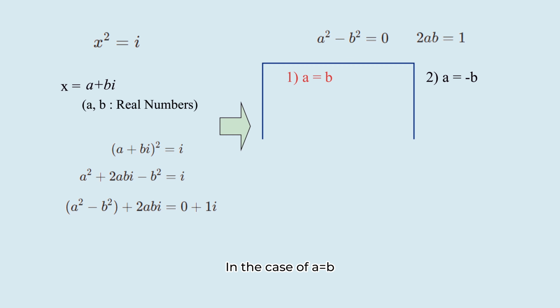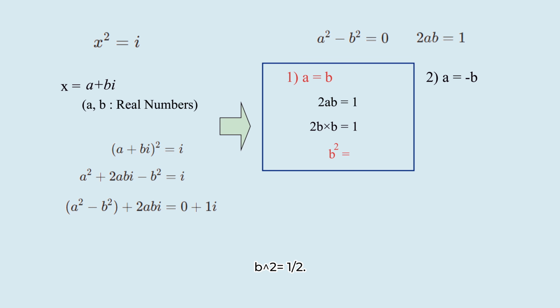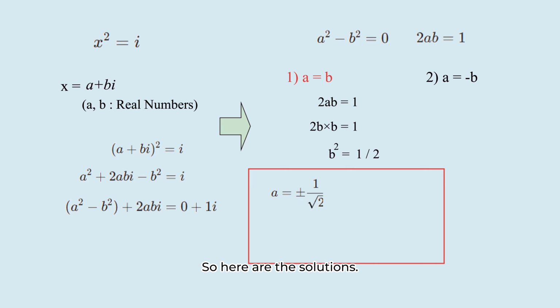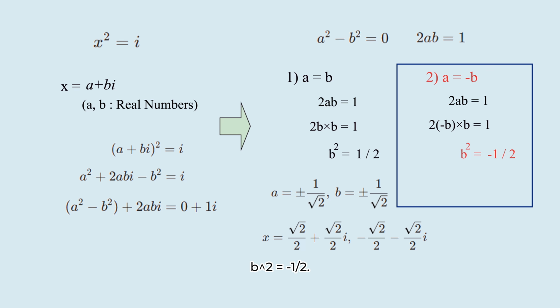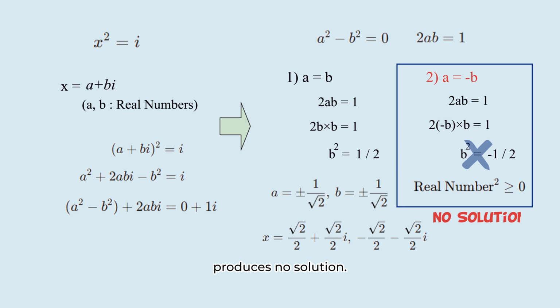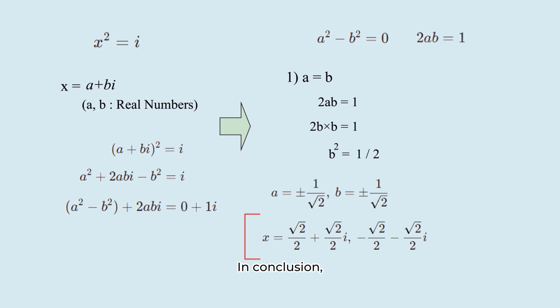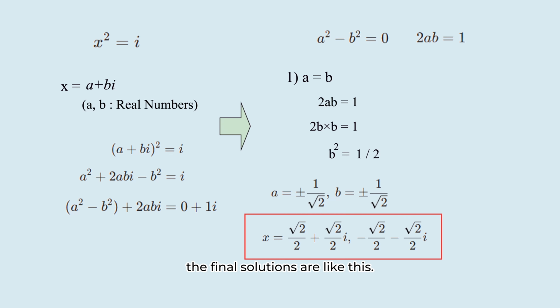In the case of a equals b, a squared equals 1/2. So here are the solutions. If we try a equals negative b, a squared equals negative 1/2. It's impossible. So this case produces no solution. In conclusion, the final solutions are like this.